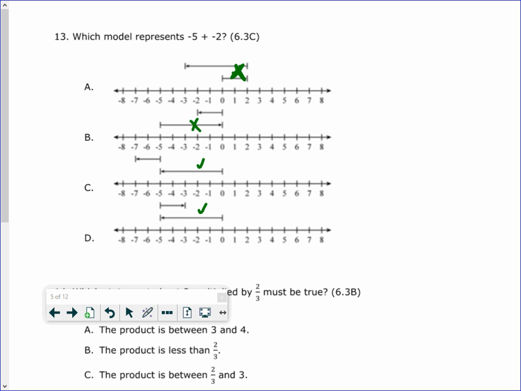This one looks right. And then it says plus -2. So when we're adding -2, we're going to keep going more negative. When we're adding -2, we're not going to be adding 2. This is actually plus 2, not -2, so that's wrong. So our answer is going to be C.